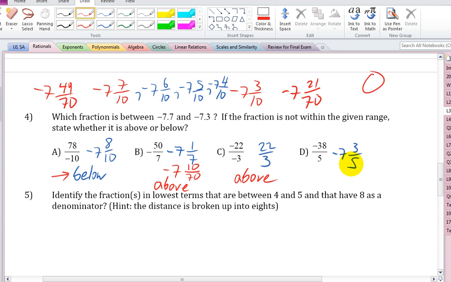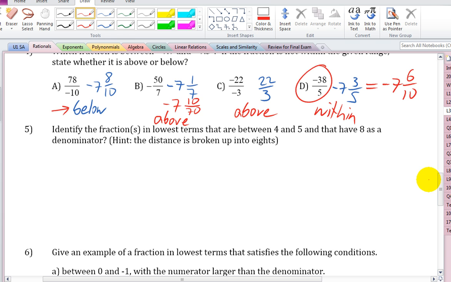Should we convert this one? Negative 7 and what? 6 over 10. So is this within the range? Yeah. Okay, so this is within. So you have to be a detective and play around a little bit, right? We're trying to develop number sense a bit. Okay. All right.